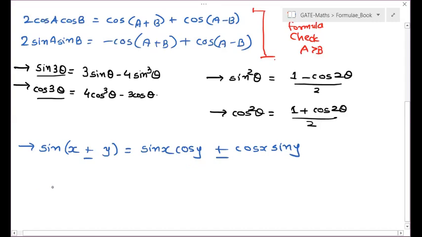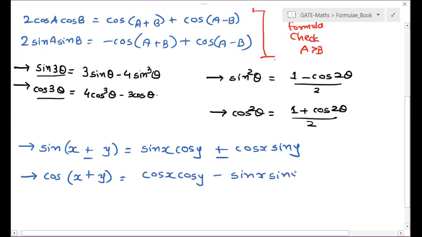Now, similarly for cos of x plus or minus y. First let me give you the formula for plus only. For plus, it will become cos x cos y minus sin x sin y. So in case of cos, when you have plus, you will get minus here, and when you have minus, you will get plus here. Is it clear?